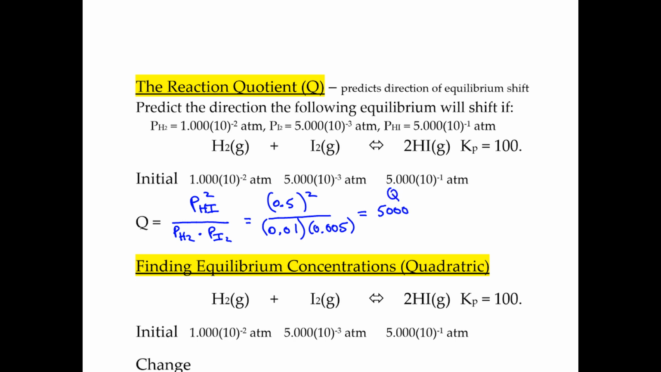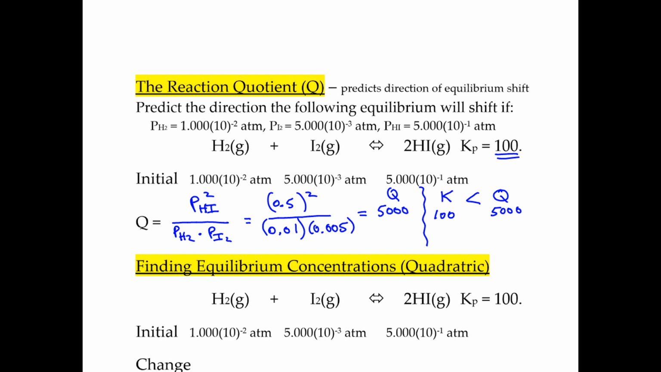Now a little trick, if you really are having trouble with understanding how to compare Q and K, start with the K on the left and the Q on the right. Okay, so what is the K? The K is 100. What was the Q? 5,000. So then show which one is greater. The Q is greater. So you're going to go like this. Q is greater than K.